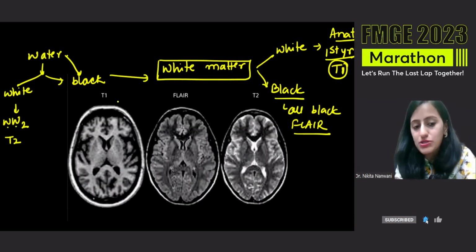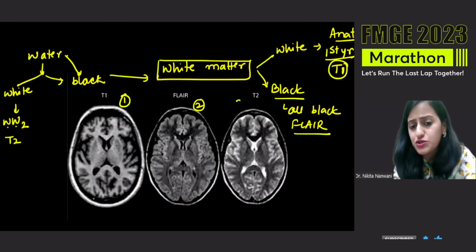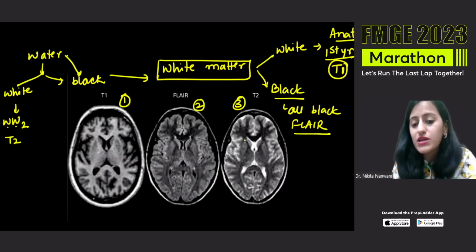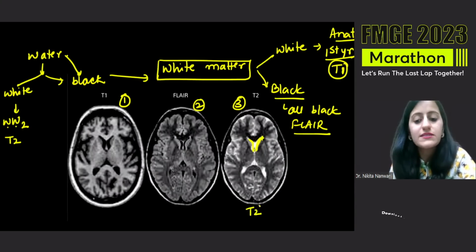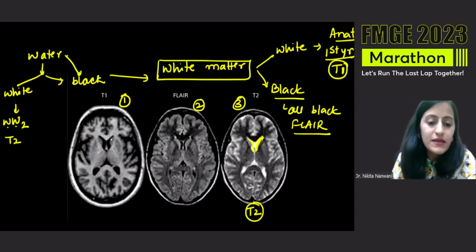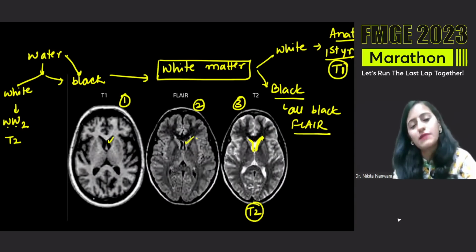Implementing in these images, image 1, image 2 and image 3. Out of the 3 images, the one image where we are seeing the white water. What is the water in the brain? CSF. So I'm seeing the white CSF in the ventricles. So this is T2 weighted MRI. Here the water is black, here the water is black.